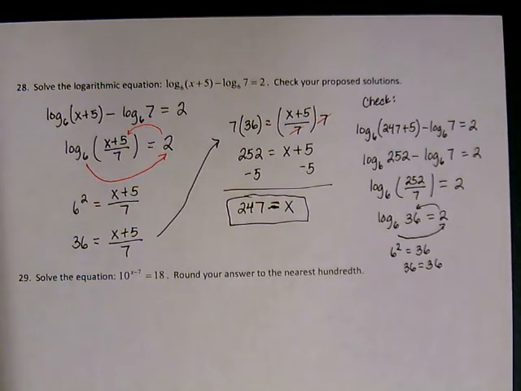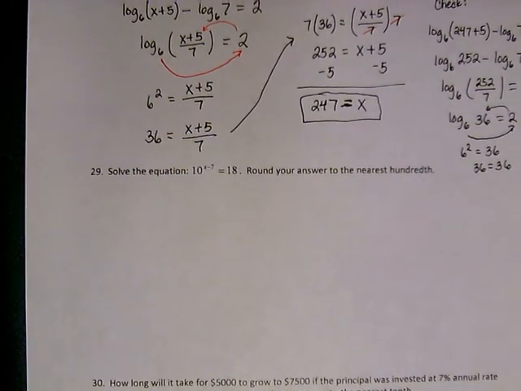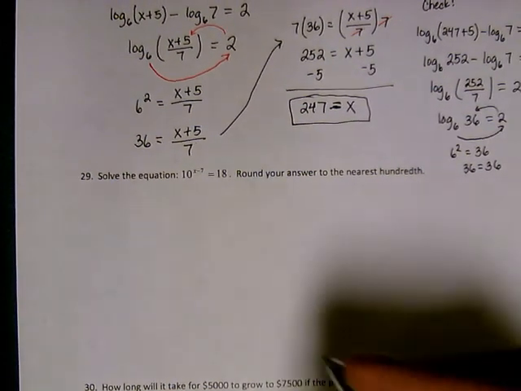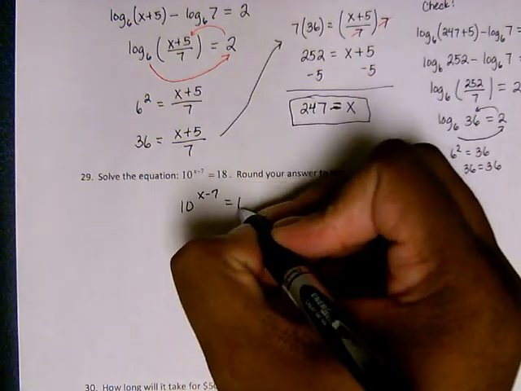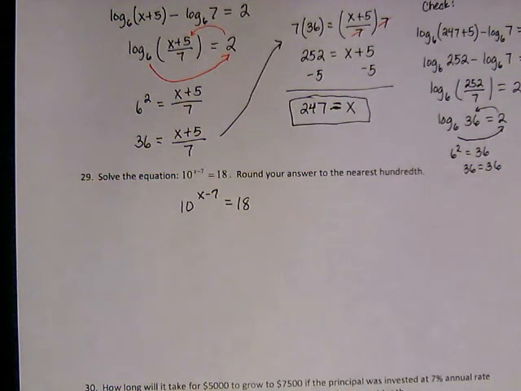Alright, problem number 28. It's an exponential equation. You've got 10 to the power of x minus 7 is equal to 18. And we're going to round the answer to the nearest hundredth, or to 2 decimal places.